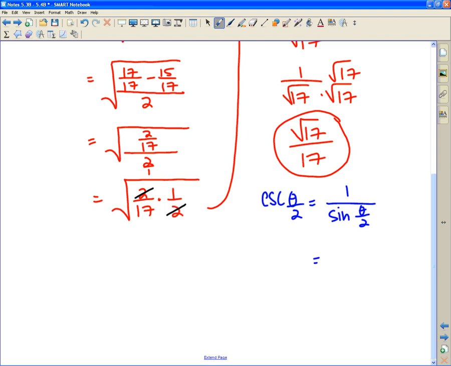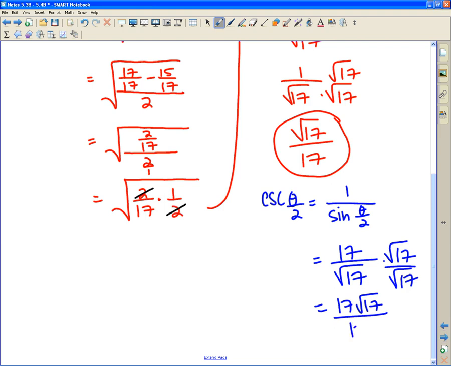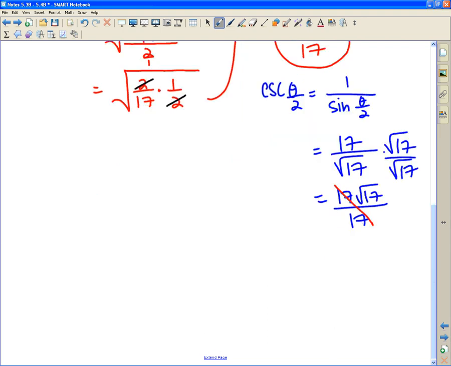So that would be 17 divided by root 17. And then you need to rationalize again. Root 17, root 17. It equals 17 root 17 over 17. 17 over 17 simplifies to 1, and that equals the square root of 17.